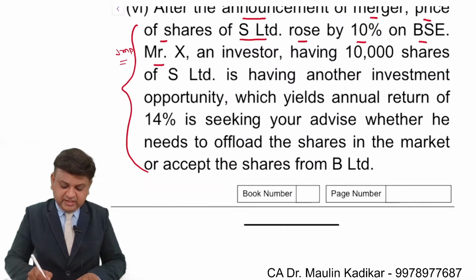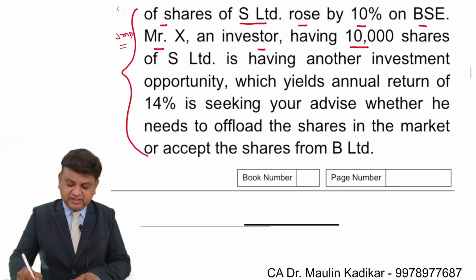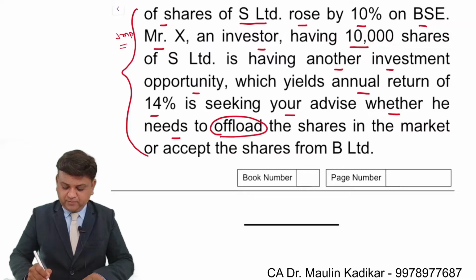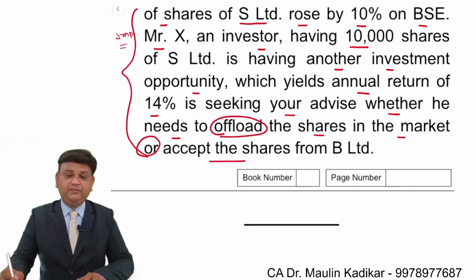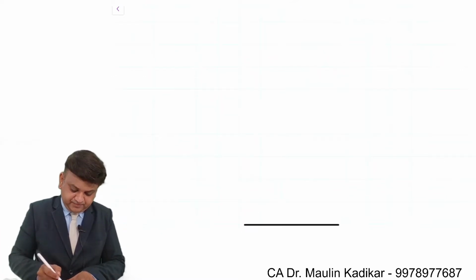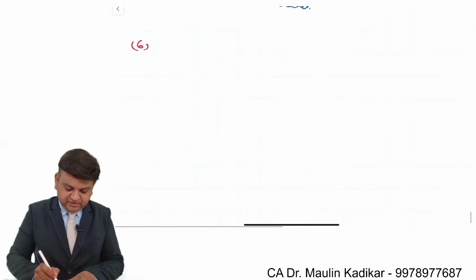Mr. X, an investor having 10,000 shares of S Ltd, is having another investment opportunity which yields annual return of 14%, seeking your advice whether he needs to offload the shares in the market or accept the share from B Limited. Okay, so we understand something like this. Students are requested to pay attention. In the sixth part of the question, we understand something like this.